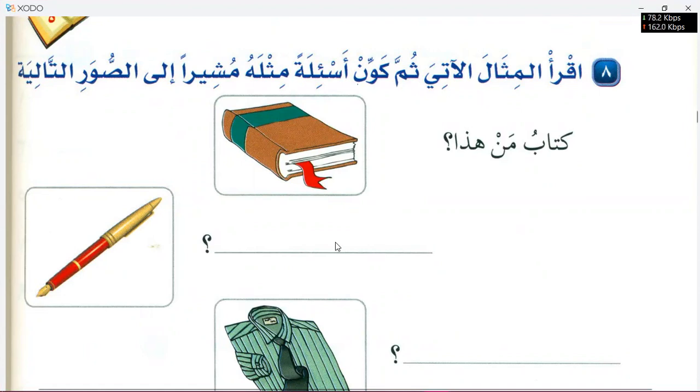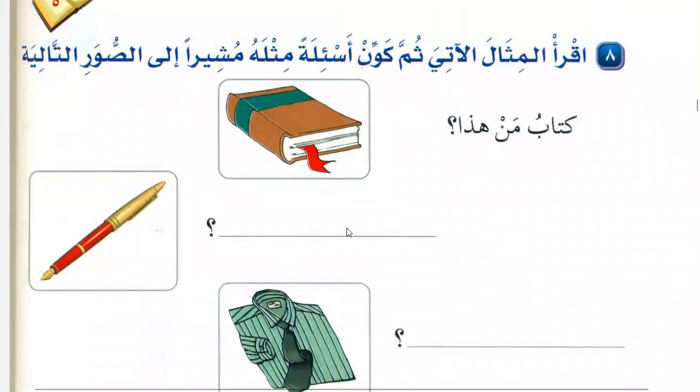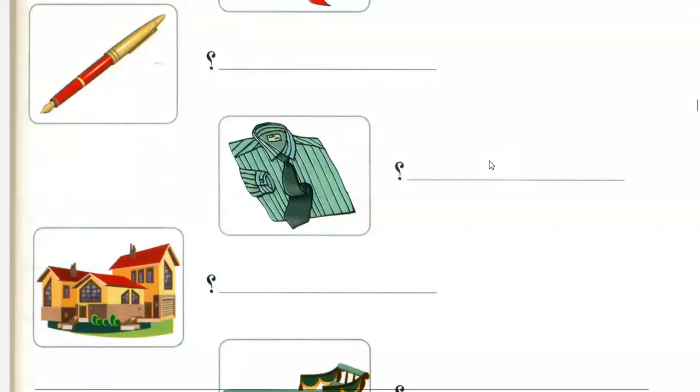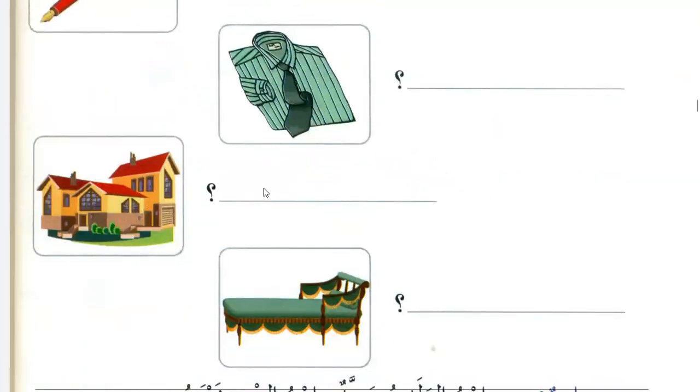Miss Widad. Kitabu man hadha? Whose book is this? Now you will make: whose pen is this? Oh, for the pen, yeah. Qalamu man hadha? Qamisu man hadha? Baytu man hadha? Sariru man hadha?